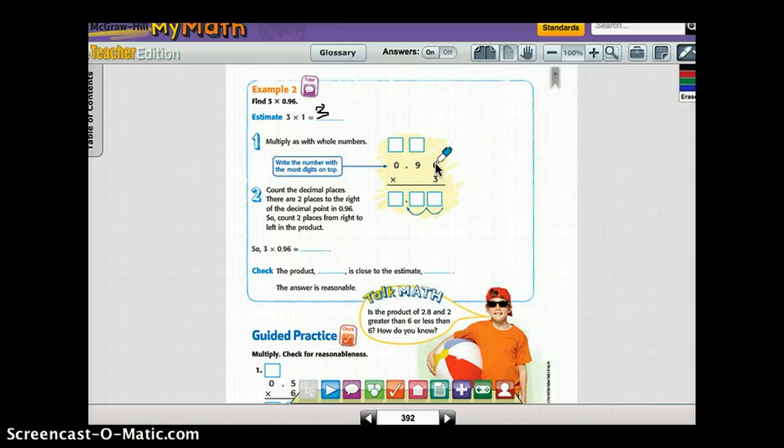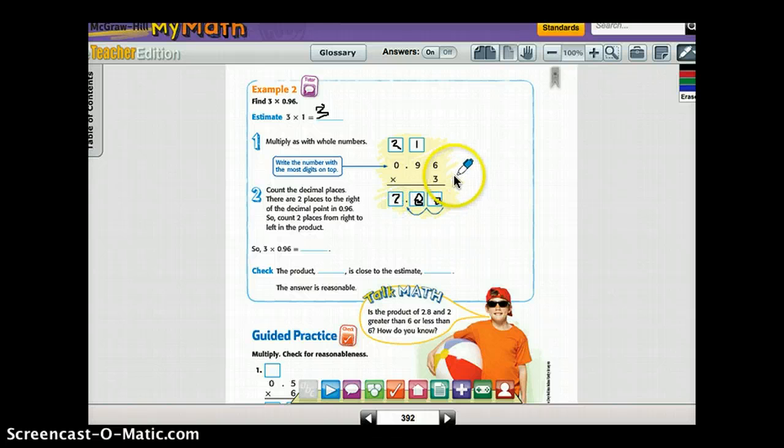Then I'm going to multiply. 6 times 3 is 18. Put my 8 down, carry my 1. 9 times 3, 27, plus 1, 28. Put my 8 down, carry my 2. 3 times 0 is 0, plus 2 is 2.